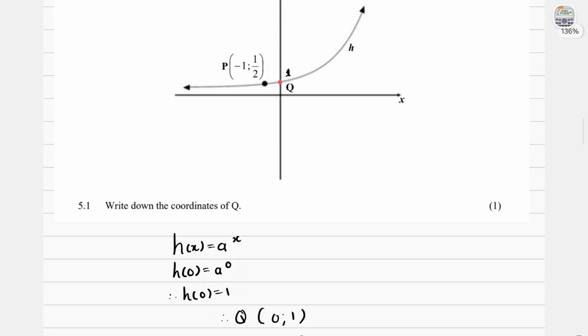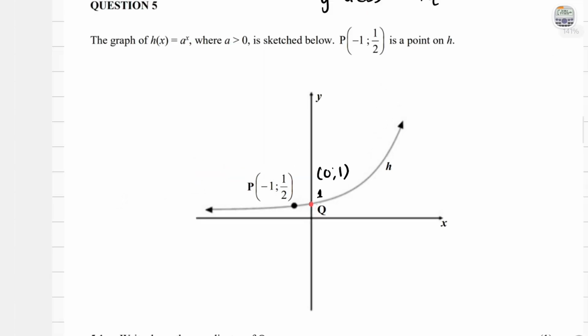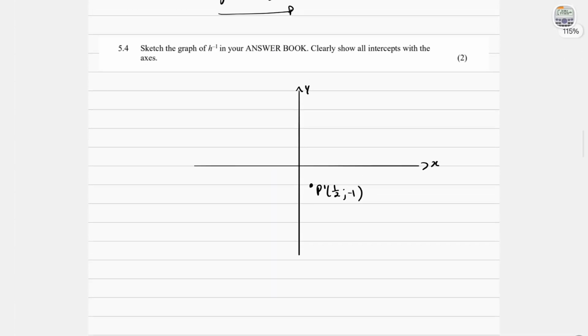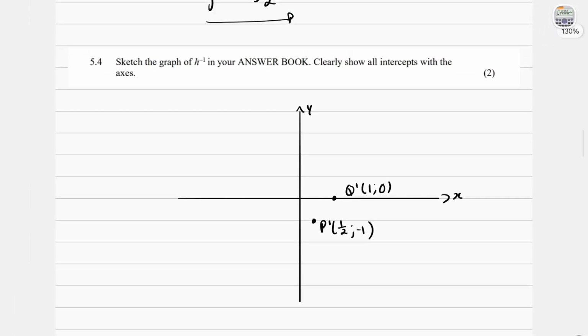And then this point that we have, q, it is the point 0 and 1, a y-intercept. Now on the inverse, it's going to be an x-intercept, okay, because these will switch places. They'll become 1 and 0. And so that's an x-intercept. So here we'll have 1 and 0. 1 and 0 will be about here. Okay, so that is q prime. And so that's 1 and 0. And now we can sketch our graph.